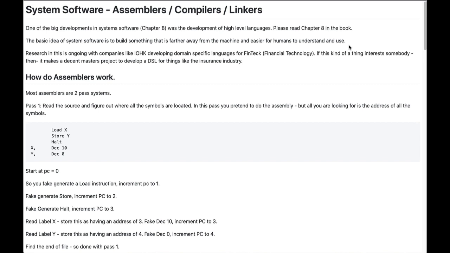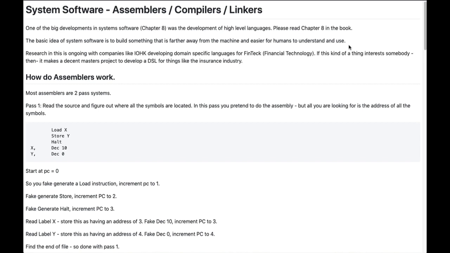The purpose of this first pass is just to calculate the labels, so we don't have to actually generate anything. What we want to do is figure out where X and Y are. So we go on to the halt instruction, and we fake generate and increment to 3. At X comma decimal 10, we read the label X and say, oh, we've got a label. We're building a list of where these labels are.